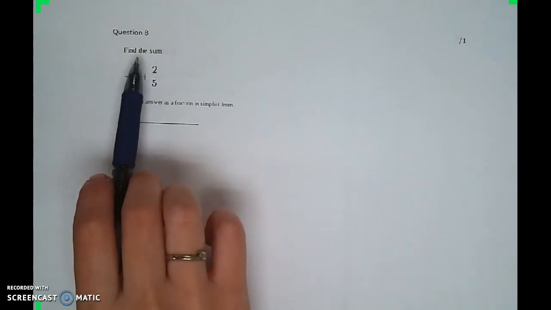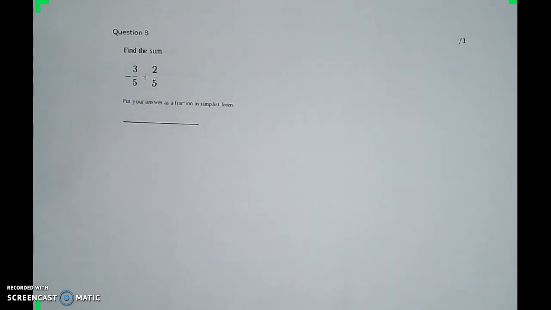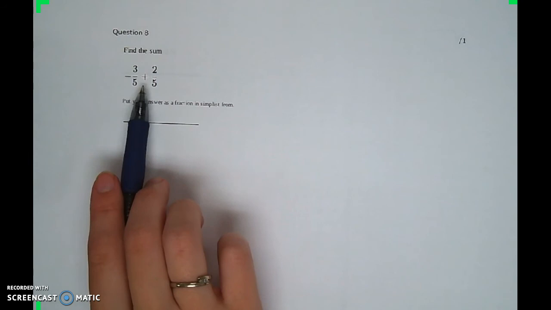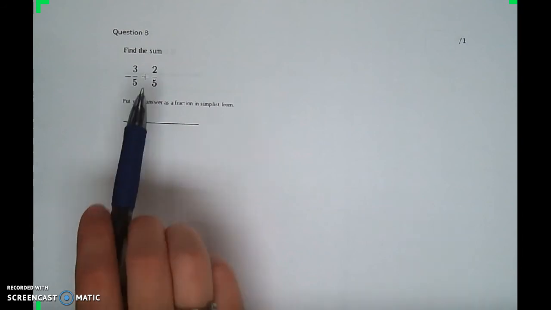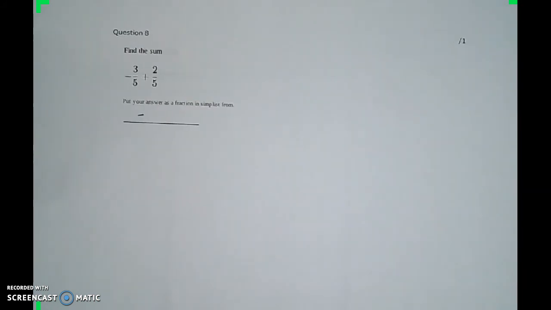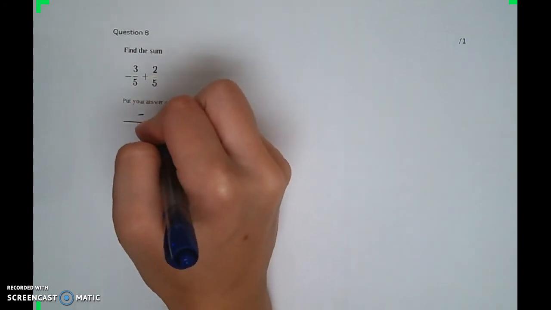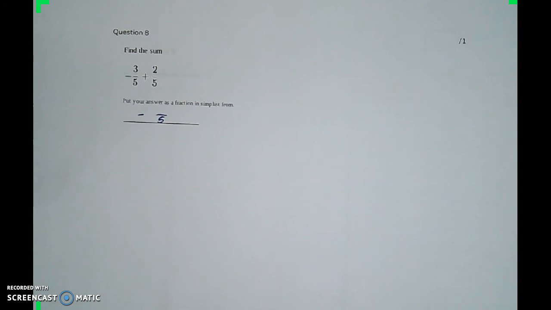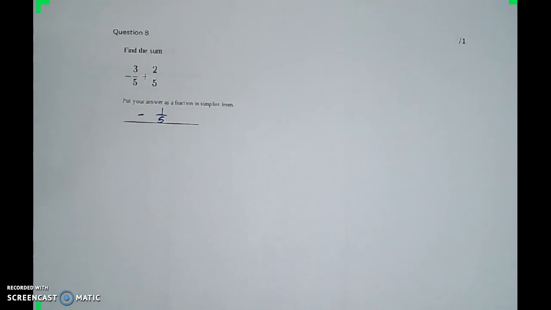On question 8, I need to find the sum of -3/5 plus a +2/5. Now here again, I have one negative and one positive number, so I need to figure out which one has the bigger absolute value. In this case, 3/5 is bigger than 2/5. So I'm going to want to make my answer negative. And then what I need to do here is subtract the top numbers. Remember, whenever you're adding or subtracting fractions, you keep the bottom number the same. So I'm still going to have 5 at the bottom, and then I do 3 minus 2, which gives me 1. So my answer would be -1/5.